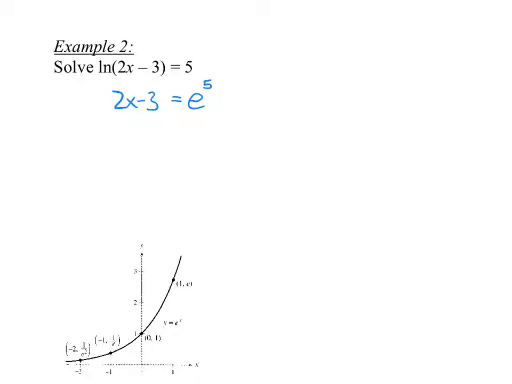Could you then take the natural log of both sides? You can. What would that give us, though? The original equation. Yeah, that would take us back to the original equation. So you can do it, it just won't help us in this case. At this point, all we have to do is get x by itself. So we add 3, so it's e to the 5th plus 3, then divide everything by 2, and x is going to be e to the 5th plus 3 all over 2. So just a couple of quick equations to solve to help us practice.